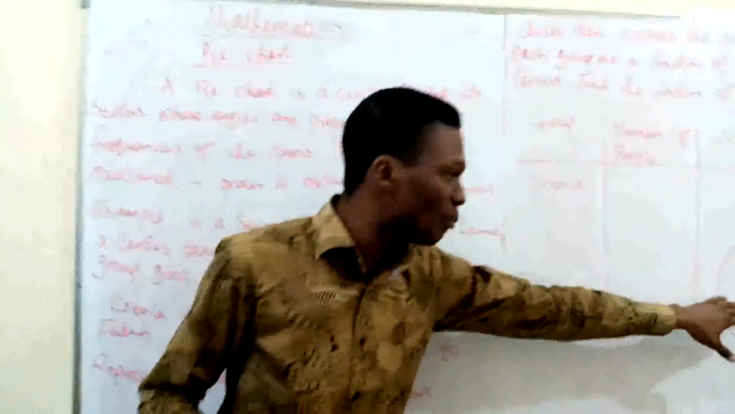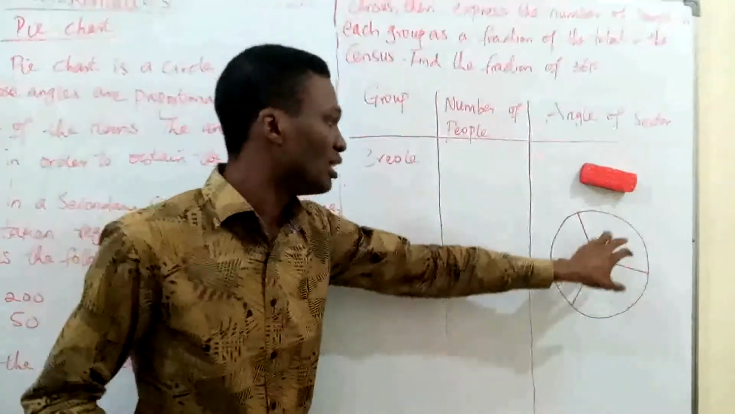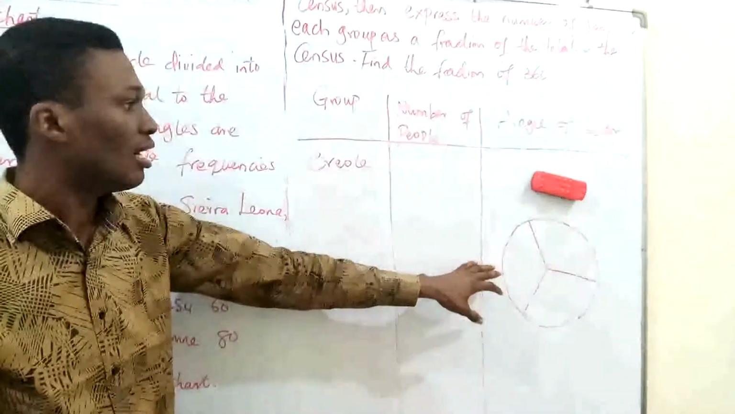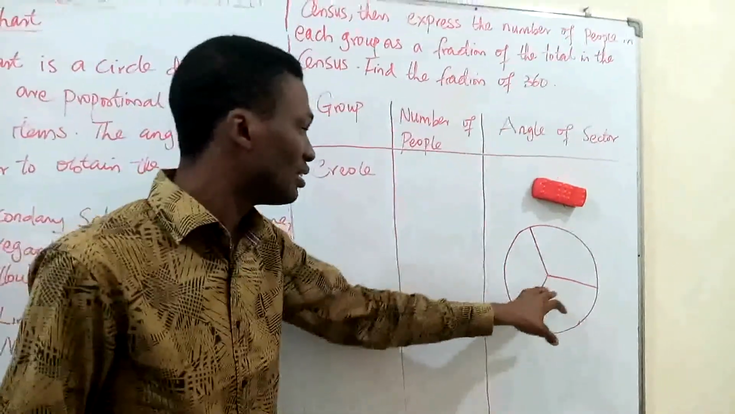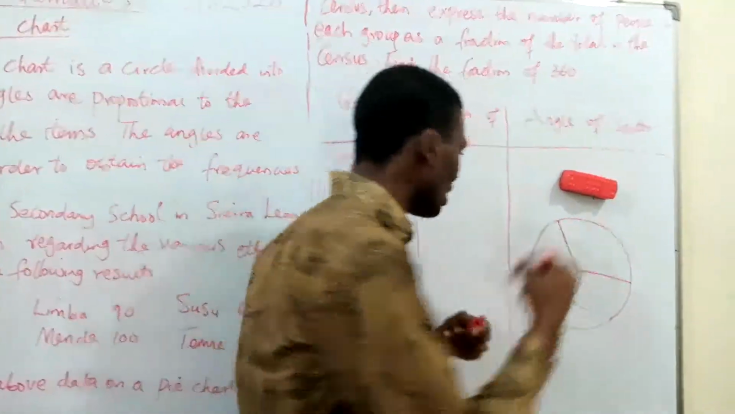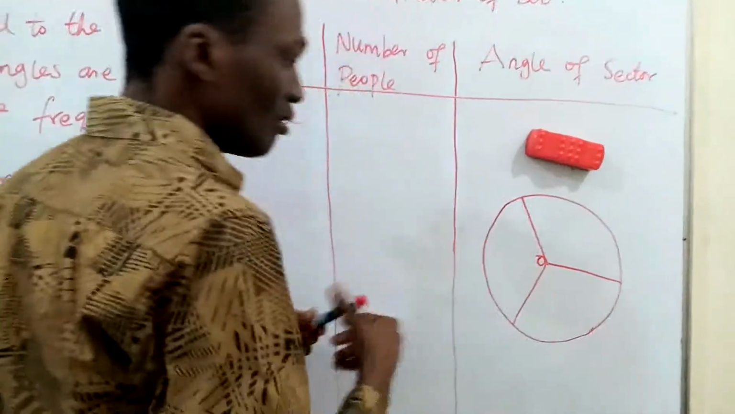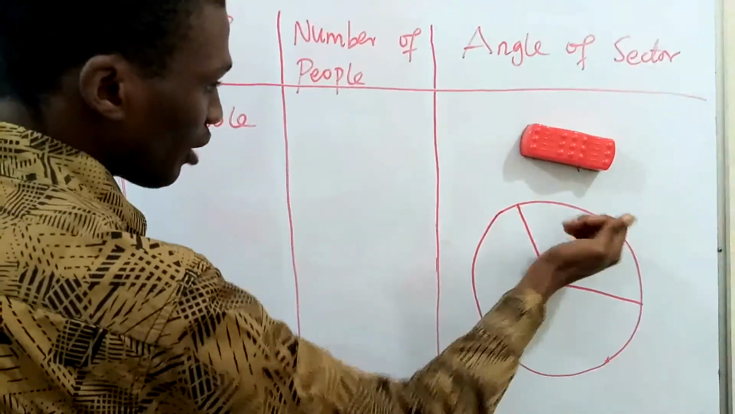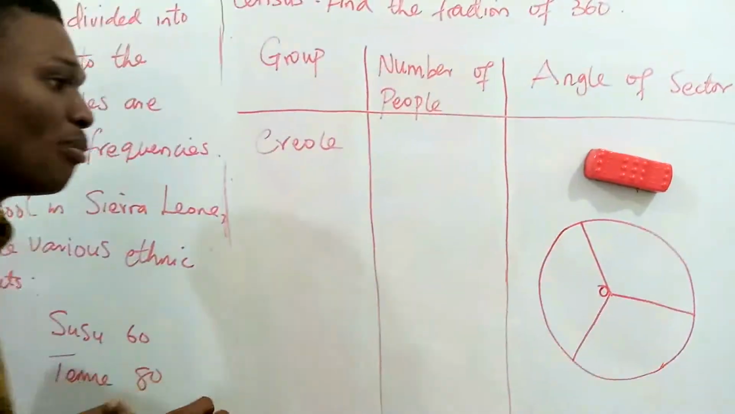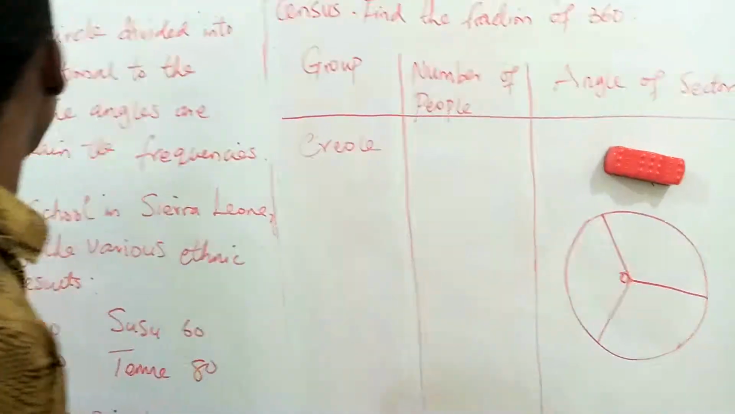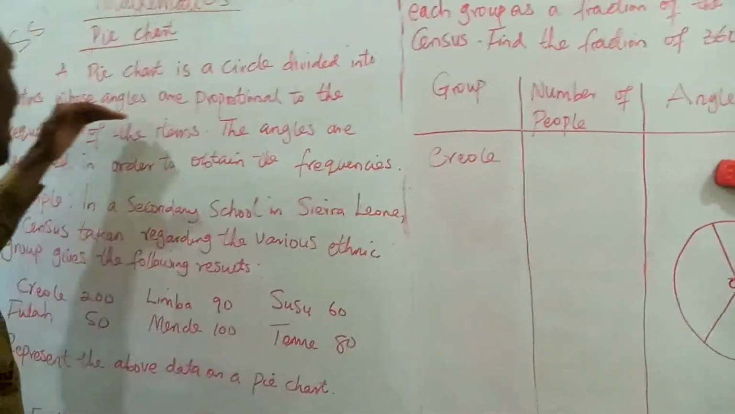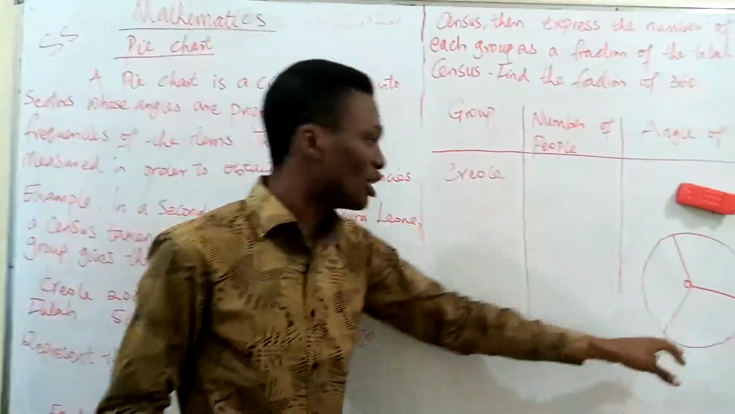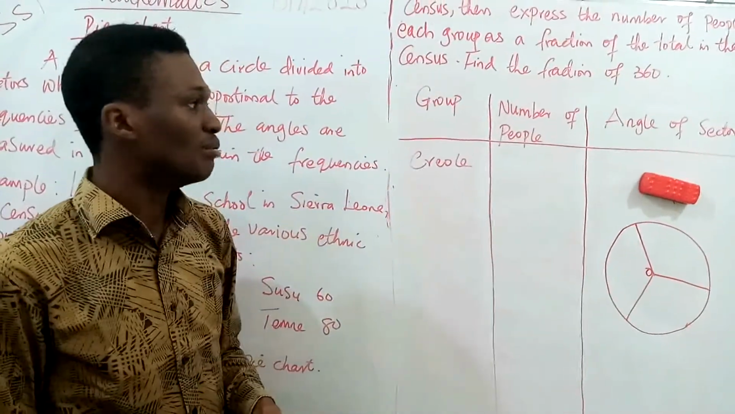We have an example of a pie chart on the board. It's a circle graph. Another name for a pie chart is a circle graph. We have this divided into sectors. This is the center of the circle, and we have 2 radii. So this region of the circle is a sector, this is a sector, and this is a sector. That's why we say a pie chart is divided into sectors, and the angles correspond to the frequency of the items.